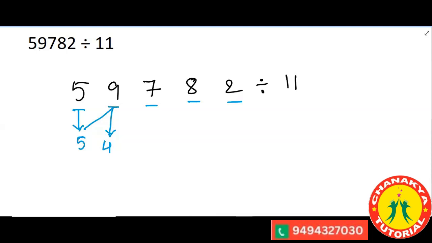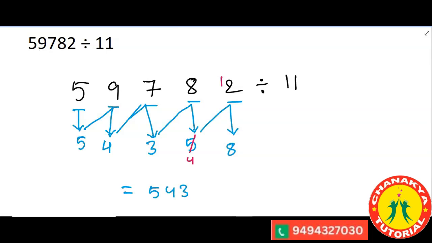So 4 and then 3. 7 minus 4 is 3. Okay, next. And then 8 minus 3 is 5. Then now you cannot subtract 5 from 2. So that's why we do it 4 and then 12. This number will become 12. Not 12, it will be 8. So conclude your answer. 5, 4, 3, 4 with remainder 8. Yeah, correct.